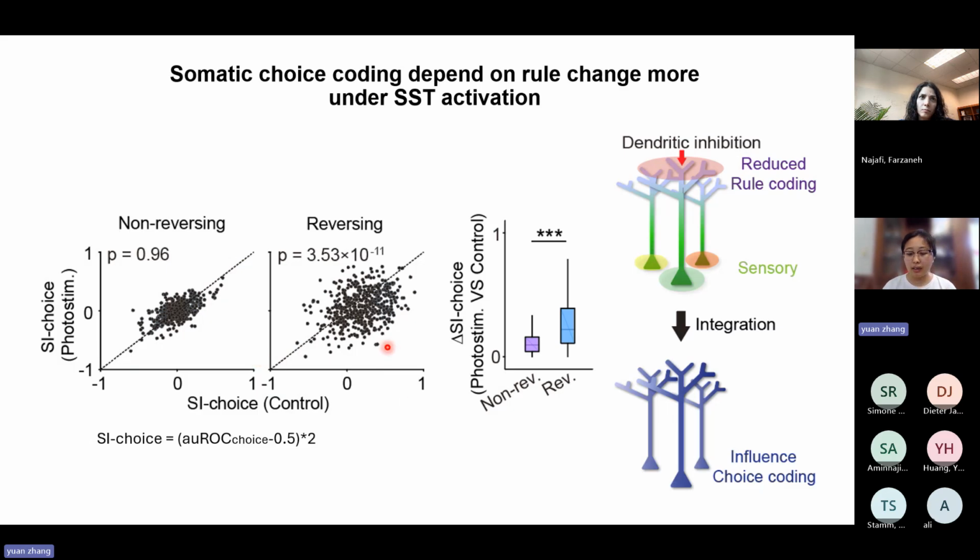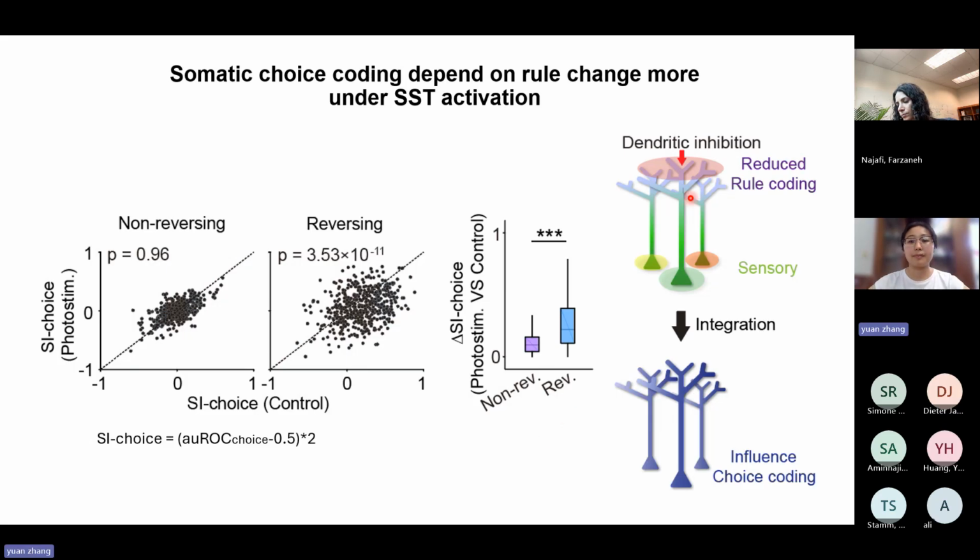So the neuron needs the rule information to decide its choice. For the reversing trials, these are trials with the same sensory information but under a different rule, and they make different choices. When rule information is disrupted, their choice is also disrupted. So these results mean the rule information is necessary for the choice output.